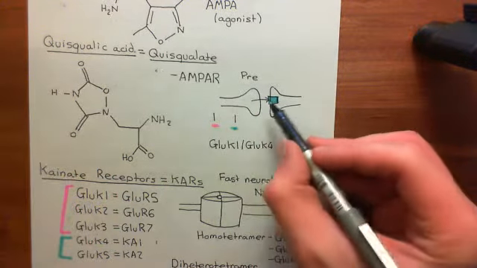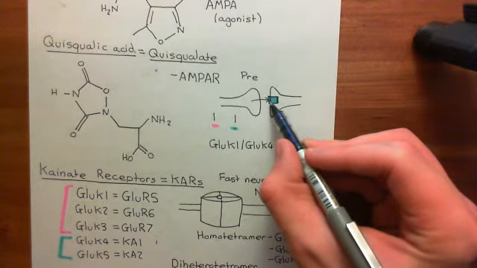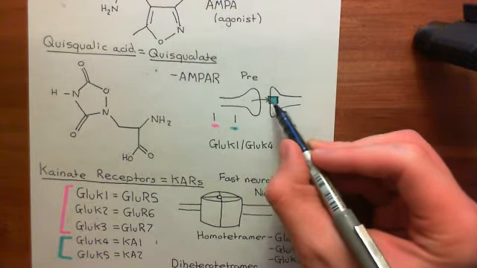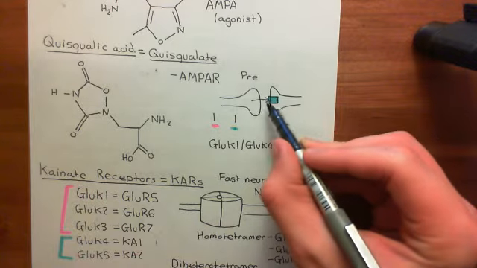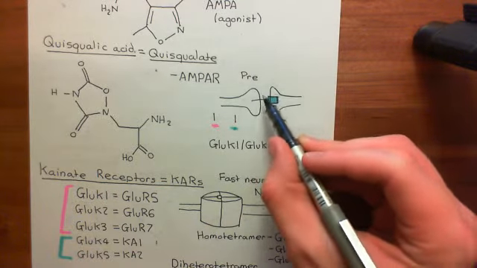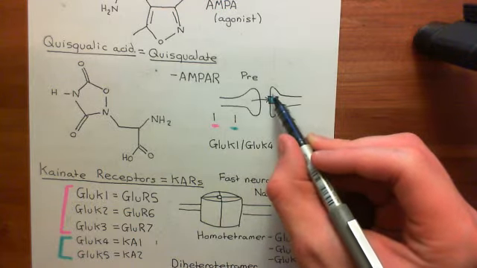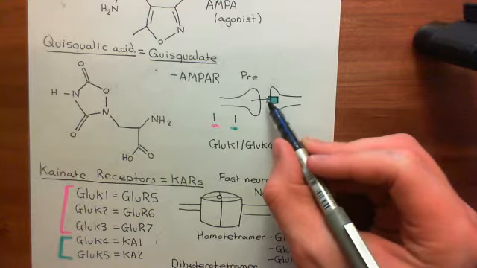Then what will happen is 4 glutamate molecules will bind to the kainate receptor, 1 to each of the 4 subunits. That will cause the kainate receptor to open. It will then conduct sodium ions into the cell and potassium ions out of the cell. At the normal resting electrical potential difference across the cell membrane, you will get a greater movement of sodium in than you get potassium moving out.